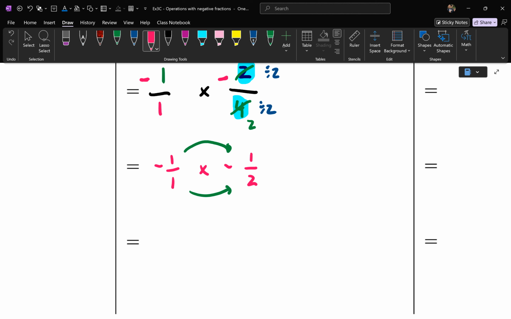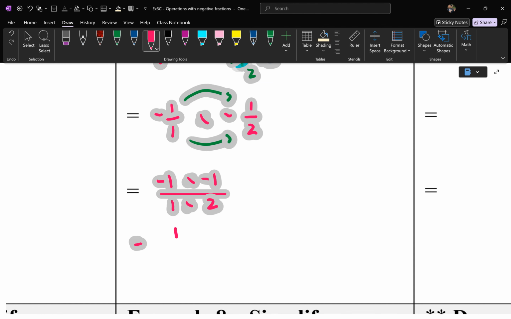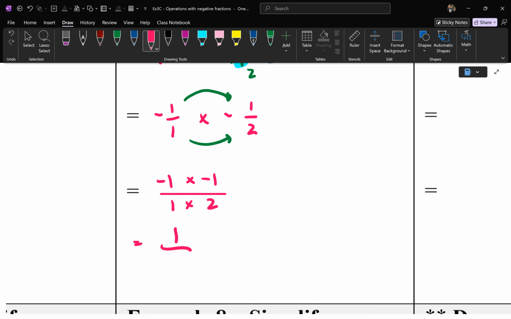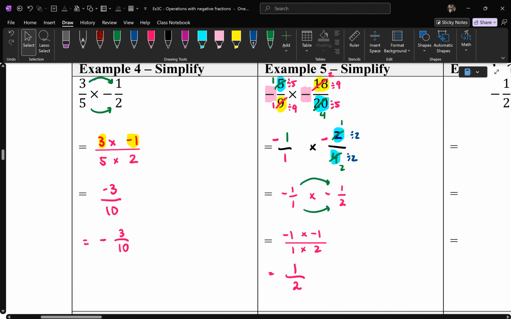So write it out. That would be -1 times -1 on the top. And on the bottom, you've got 1 times the 2. What's -1 times -1? Double negatives make? Plus. So it means it's +1. And then 1 times 2 on the bottom is 2. So your answer is a half. Okay? So just got to be careful with those signs. Do the signs later on. But that's an example of how you can reduce your fractions.